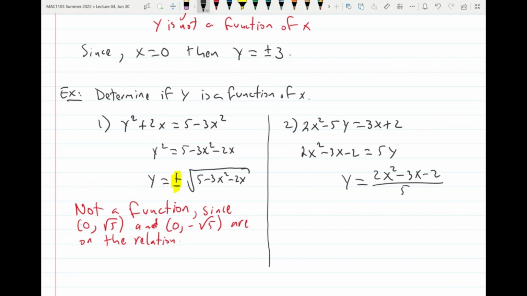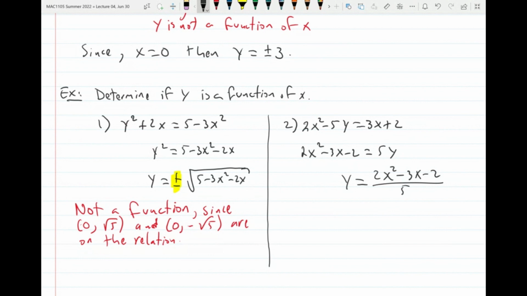So notice that here the plus or minus didn't appear, and we managed to have a formula. So y equals some expression that only has x's in it, and there's no plus or minus. This means that for each x that you give me, whatever x you want, as long as it is in the domain, you put it here, you evaluate, and you're going to get only one number as a result. So one y corresponding to it.